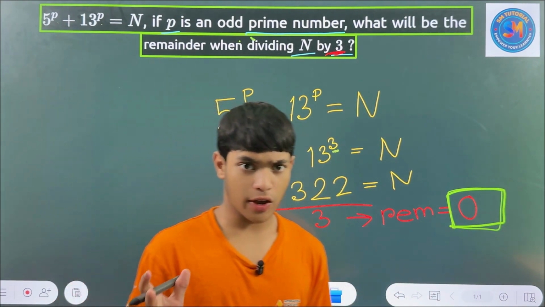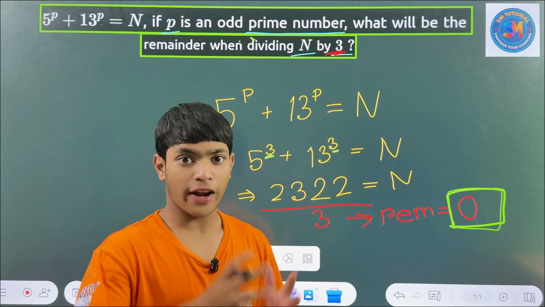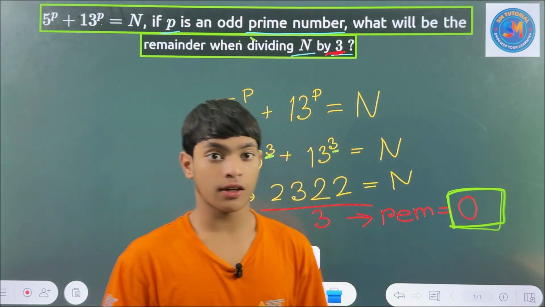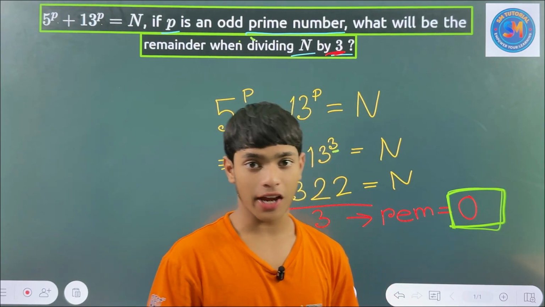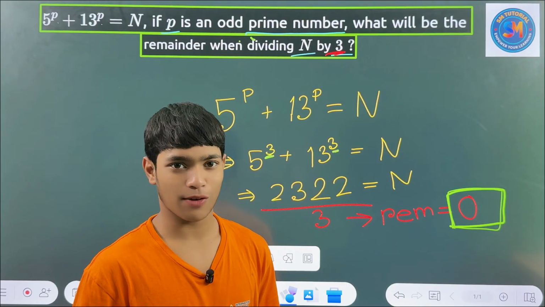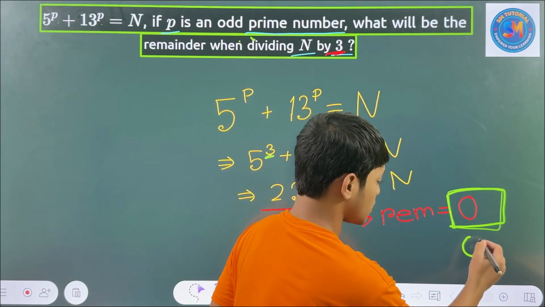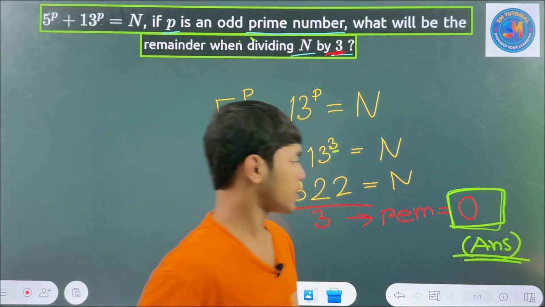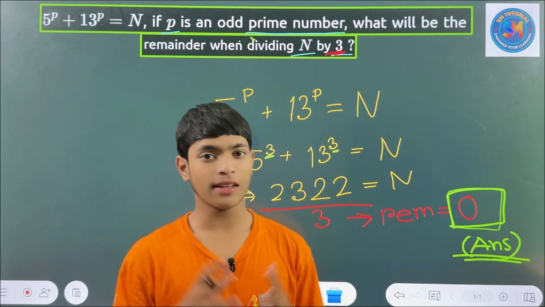You can verify, you can test, and if I am not right, if there is any value of p which is not following this condition, you can write to me, or you can tell me in the comment box, of course. So that's all for today, and this is our answer. Okay, so our answer is 0, so that means this is divisible, so the remainder is 0.